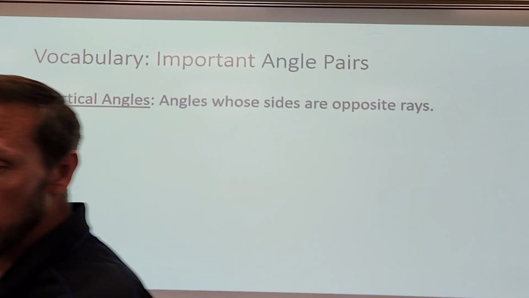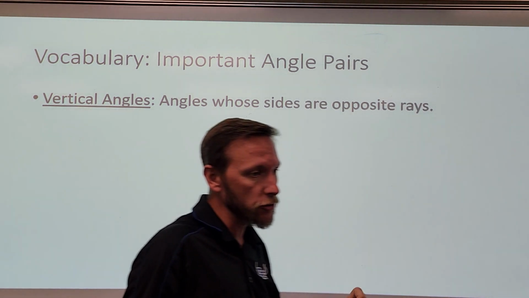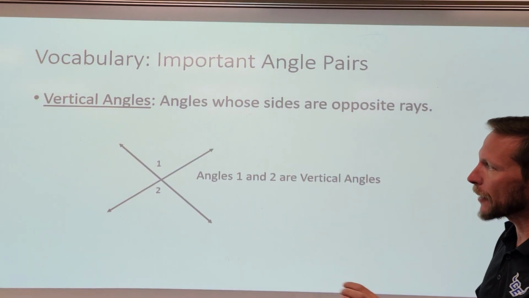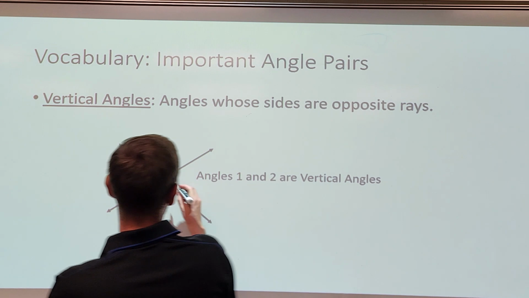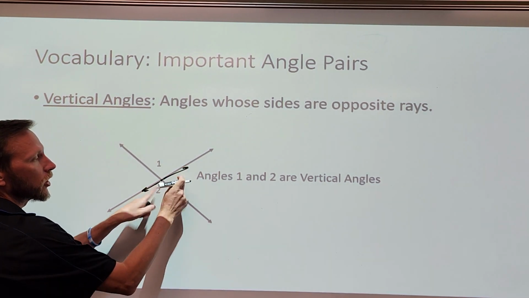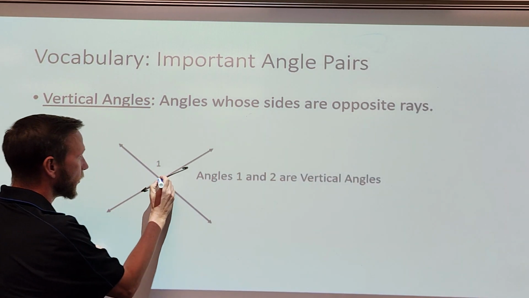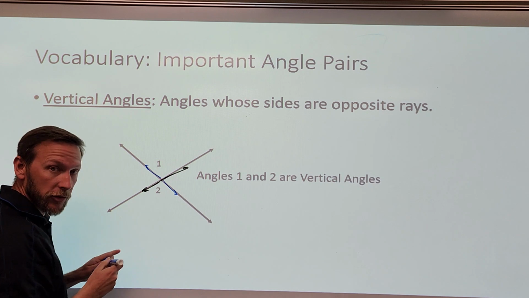Lots of key vocabulary here, and we're going to start with vertical angles. Vertical angles are angles whose sides are opposite rays. If you remember from our first unit and our first lesson, we talked about opposite rays are those collinear rays that have the same endpoint but go in opposite directions. So this is a pair of opposite rays, and then this is a pair of opposite rays.